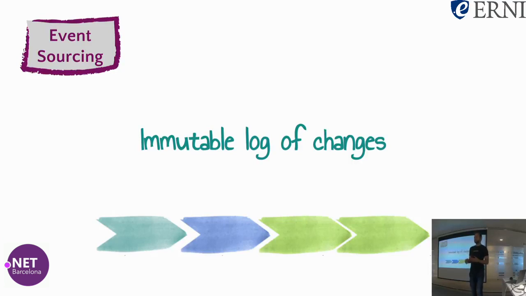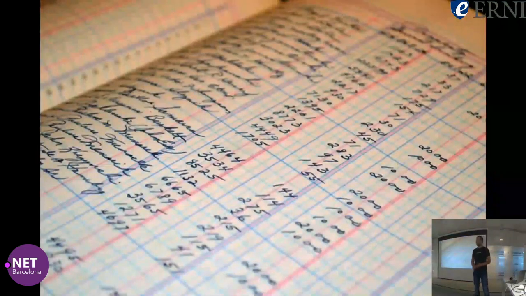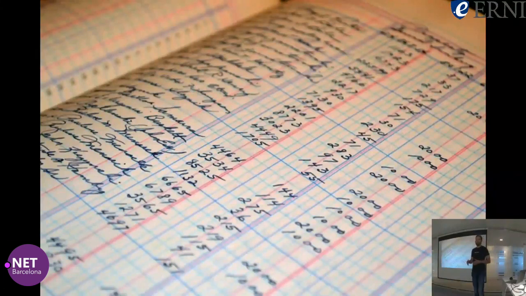This is not new. The immutable log of change has been used for a long time, long before computing even. For example, in accounting, this is for at least 300 years. When you are doing accounting, you're doing a ledger or an accounting book. Accountants always write new events or changes to the accounting book. The concept of deleting or updating something in an accounting book doesn't exist. You always add new stuff.